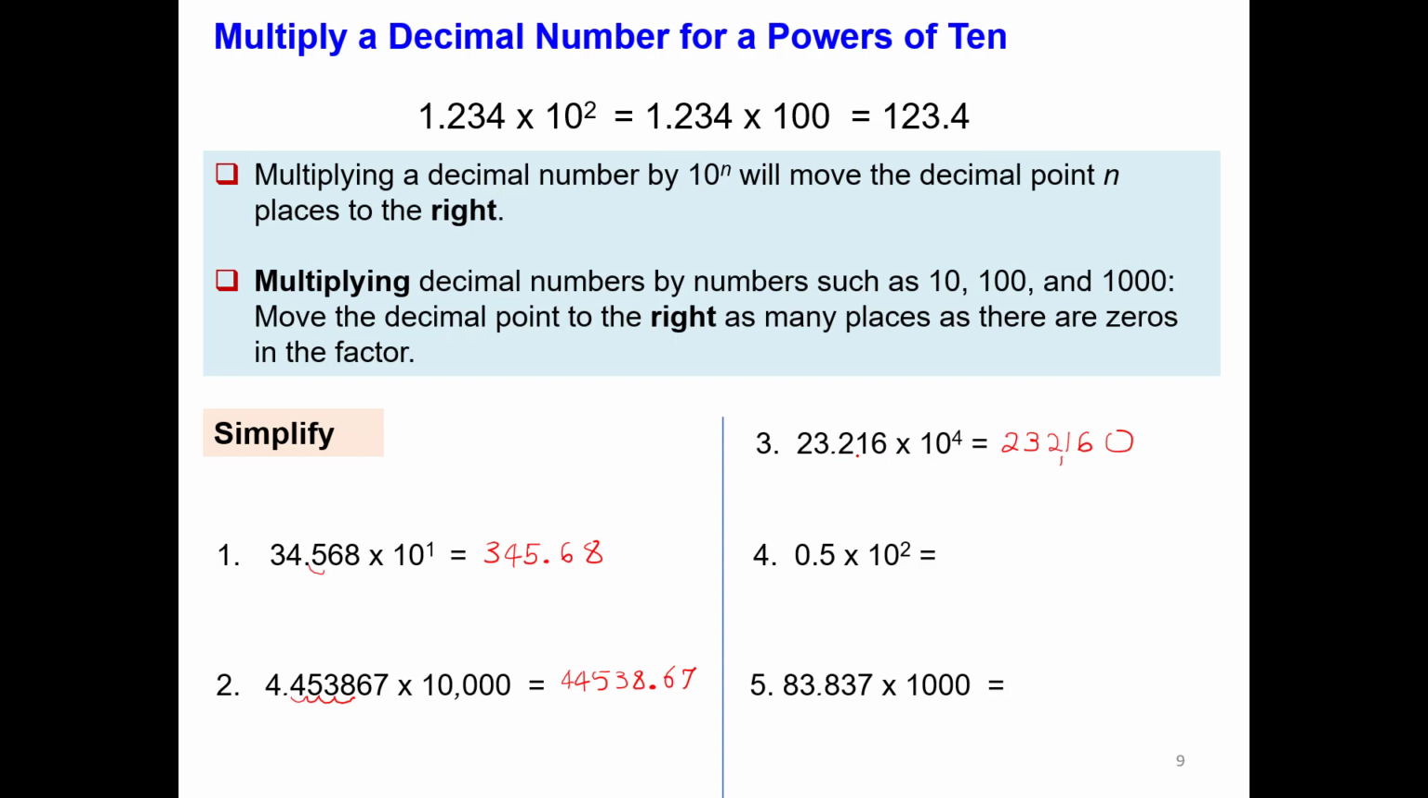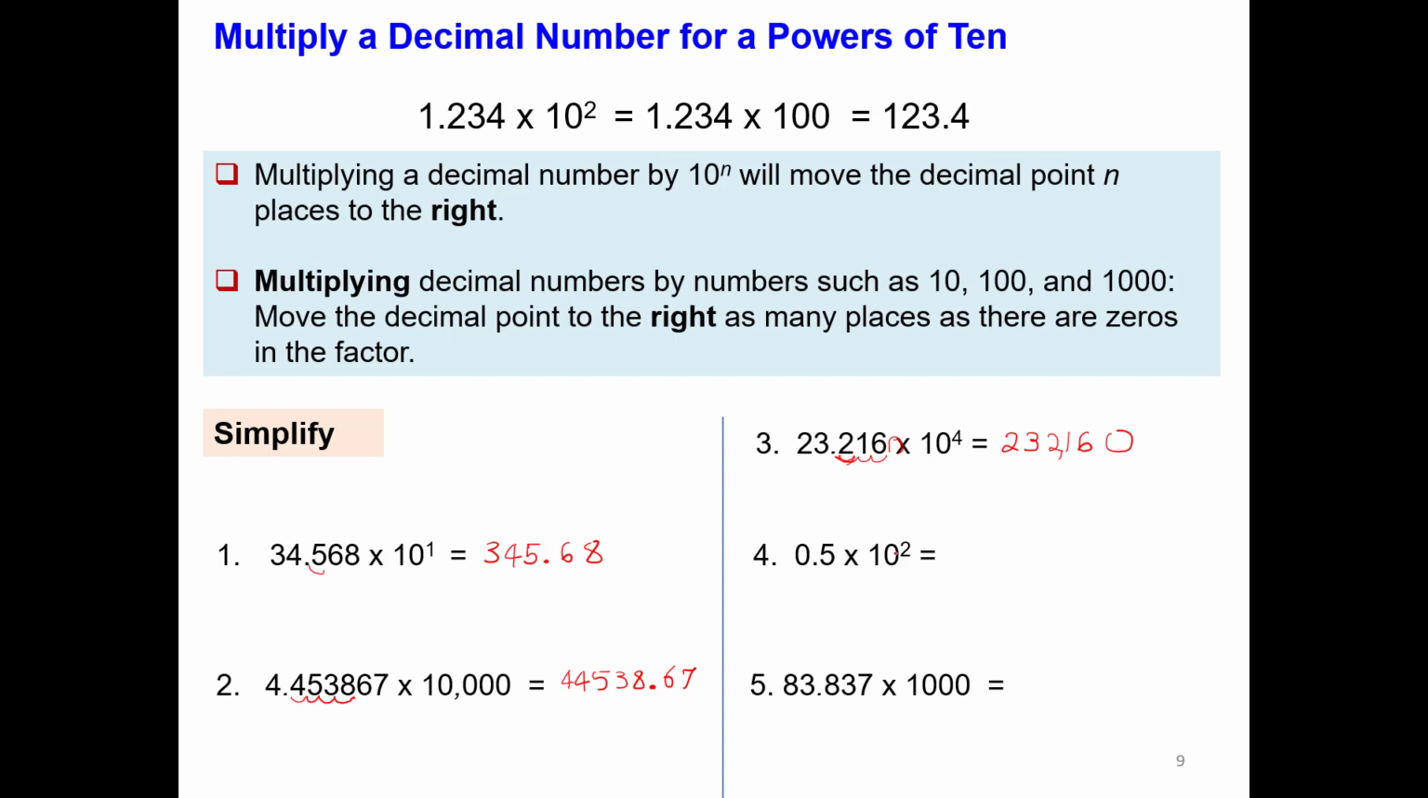And now here the decimal point again is 1, 2, 3, but we need to move 4 decimal places. And what to do in that case? Just add 0 here. Yes, add 0. Now you have 1, 2, 3, 4 decimal places. In this case, I don't want you to confuse this. This is not a point. This is a comma. 232,160 is the answer.